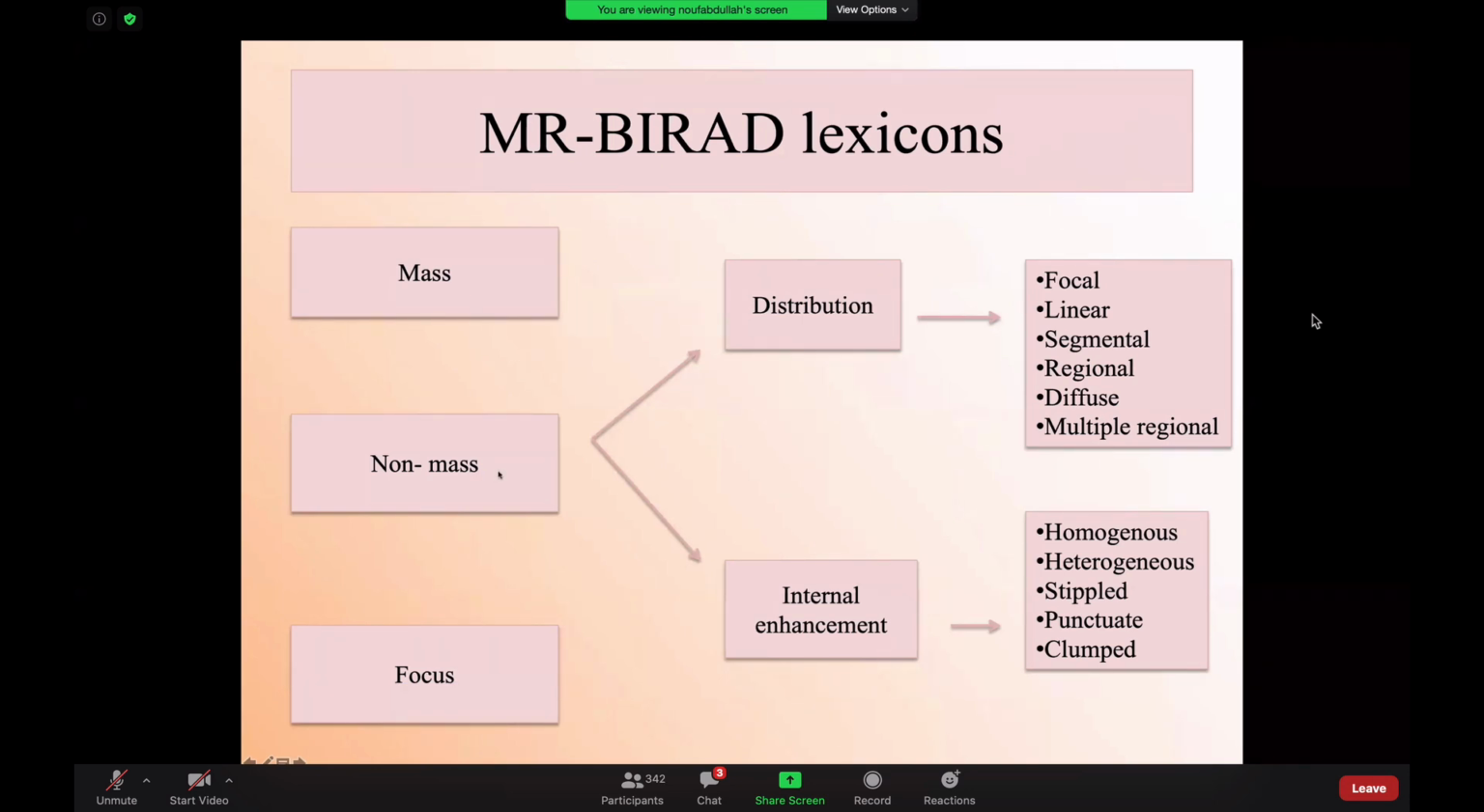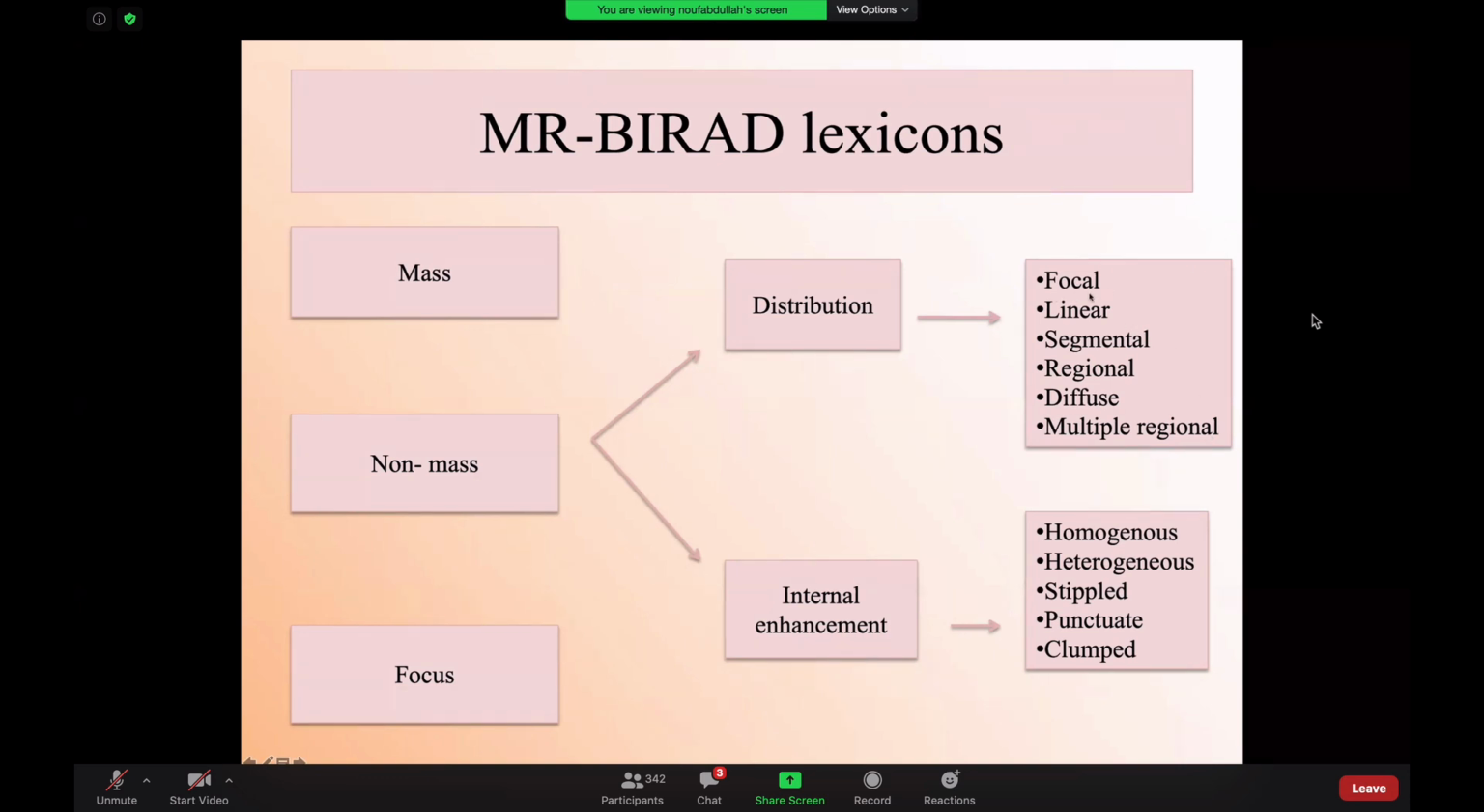Non-mass, guys, is very similar to microcalcification. You remember when we talked about microcalcification, we talked about two things: the morphology of the micro and the distribution. In cases of non-mass-like enhancement, I talk about distribution. These are the typical descriptive terms: focal, linear, segmental, regional, diffuse, or multiple region.